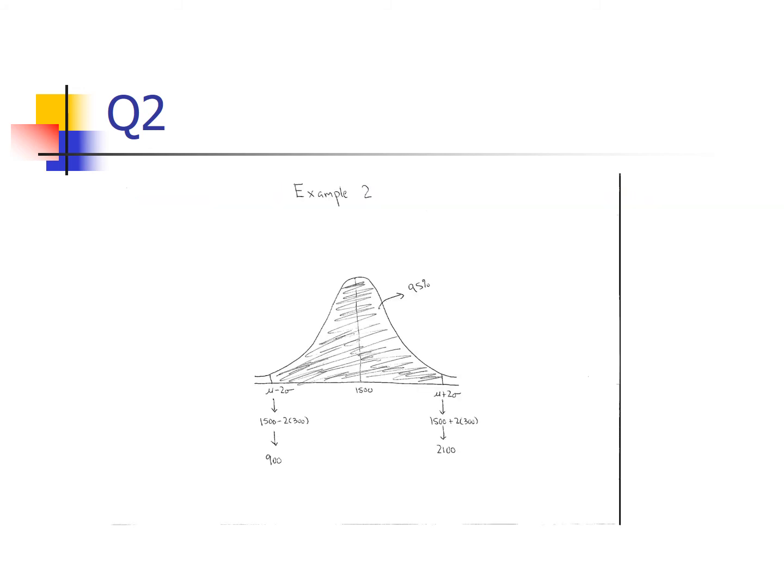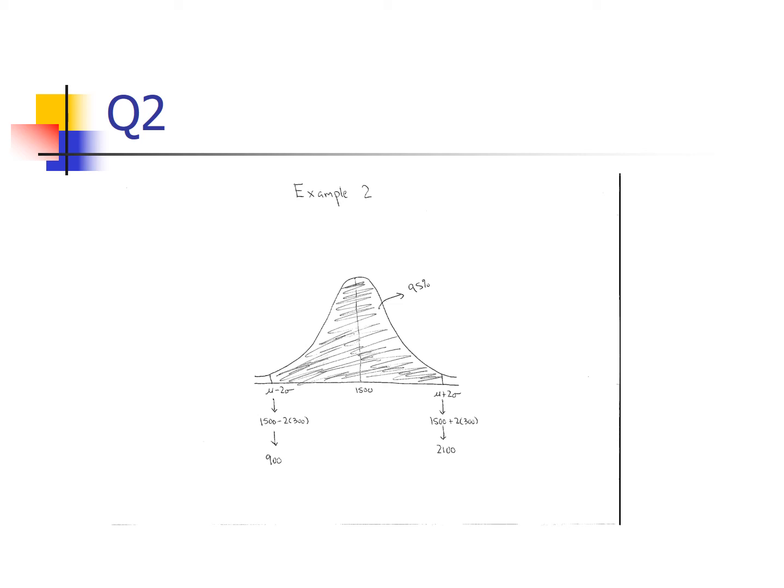Well, here's my picture. So here I started a little bit differently. I know from the empirical rule, so I still drew my little bell-shaped curve. I still centered it at the mean, I still centered it at 1500. Now the empirical rule tells me that 95% is within the mean plus or minus 2 standard deviations. So here I started by writing that out. I said 95% is within the mean plus 2 standard deviations and the mean minus 2 standard deviations.